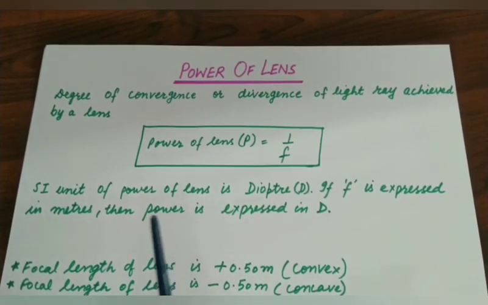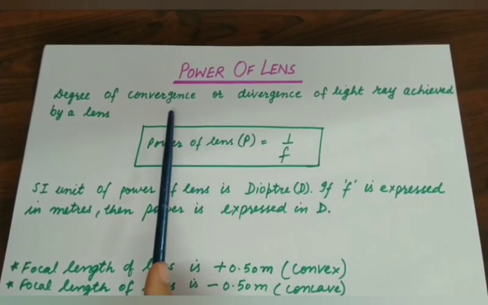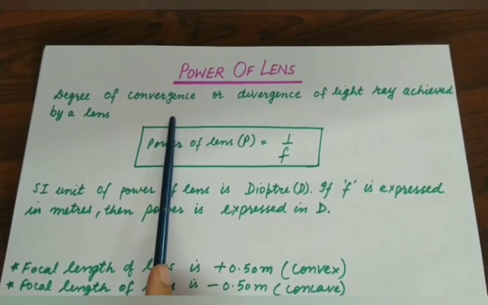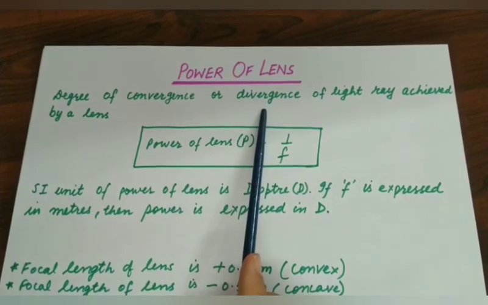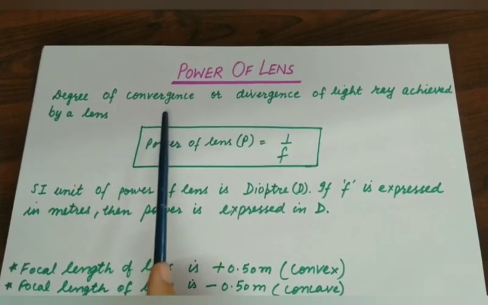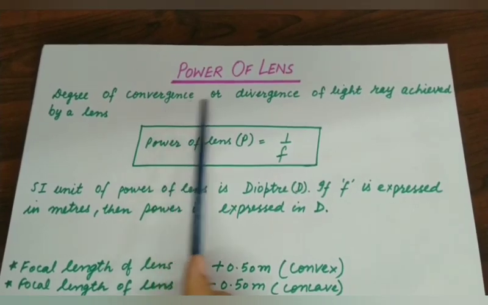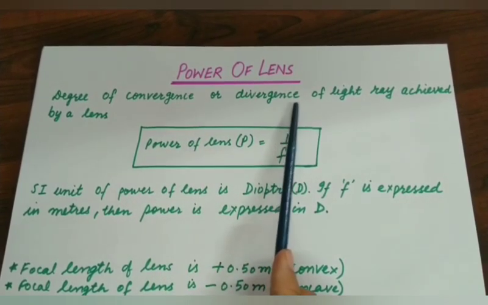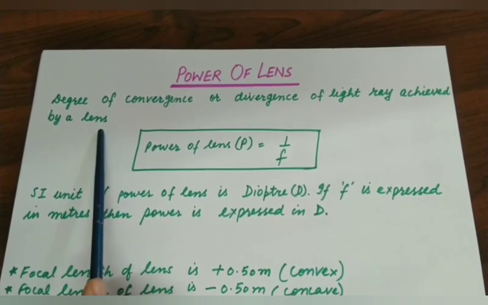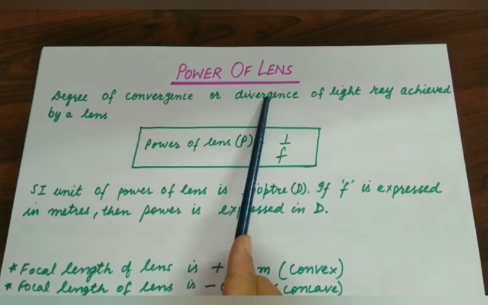Now what is the power of the lens? Degree of convergence or divergence of the light ray. We know that convex lenses are known as converging lenses because they converge the light ray. Concave lenses are known as diverging lenses because they diverge the light ray. So the degree of convergence or divergence, convergence by the convex lens or divergence by the concave lens, achieved by that particular lens, is expressed in power of the lens.